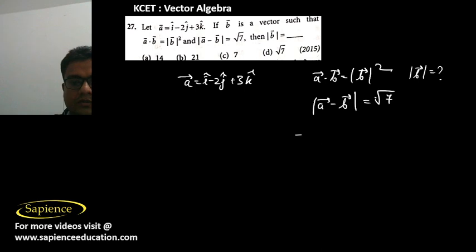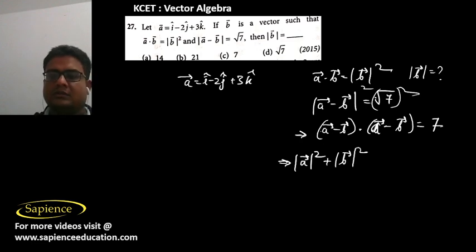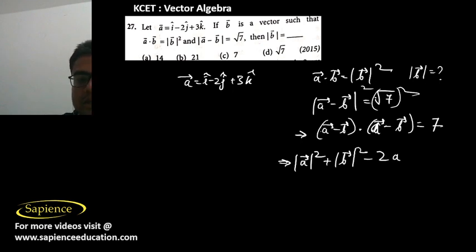Magnitude of A minus B is root 7. It means that if you square it, then we will get (A minus B) dot (A minus B) that is equal to 7. Therefore, magnitude of A whole square plus magnitude of B whole square minus 2A dot B that is equal to 7.